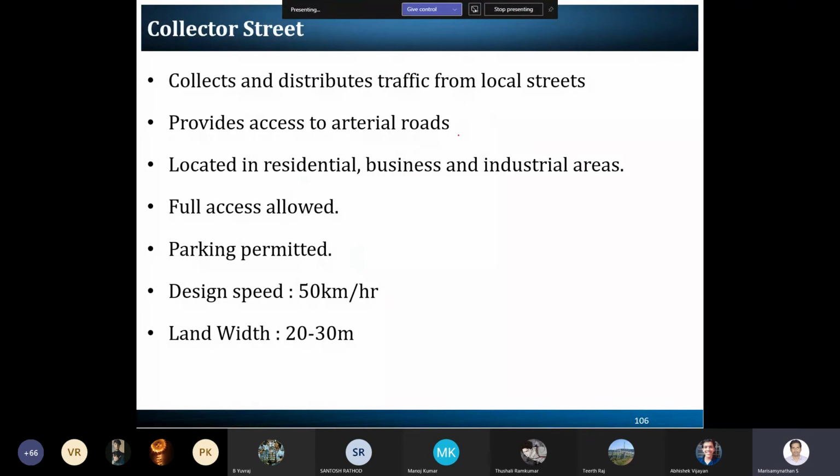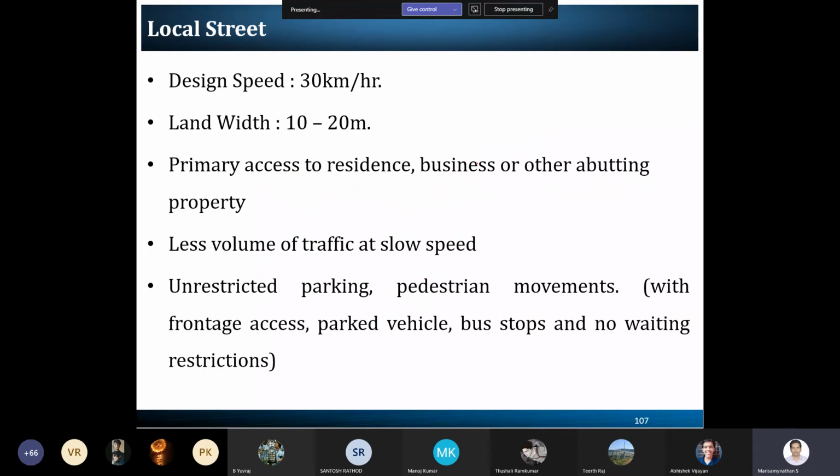Collector road, as I mentioned, is collecting and distributing the traffic. It is giving access to the arterial as well as the subarterial road. Mostly it is covering the residential, business, commercial and, if it falls, industrial areas in that particular city. Parking is permitted, design speed is 50 km per hour. Then the local street is 30 km per hour when we are entering your particular local area, 10 to 20 meter, because from the city outer to the center area, the density is more and the availability of land width is reducing.